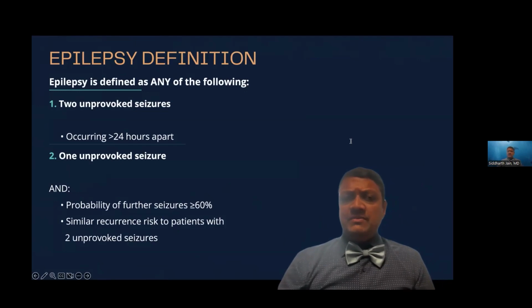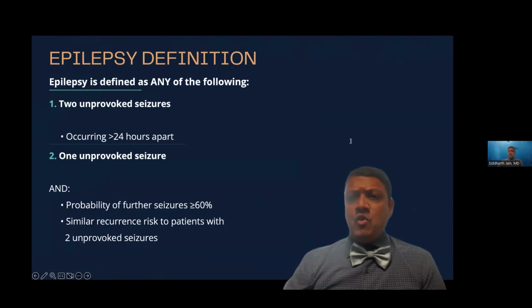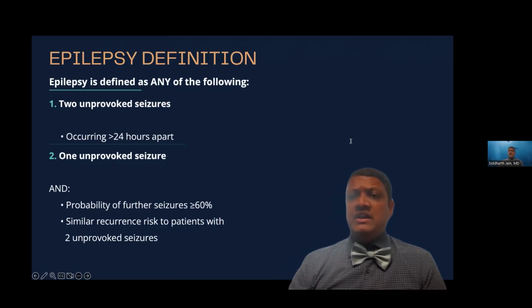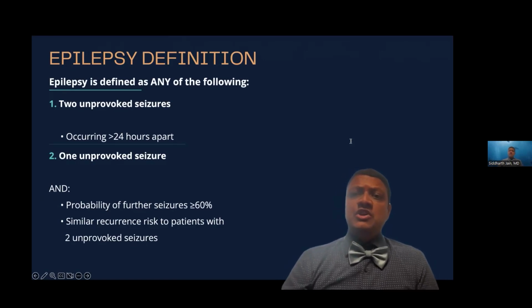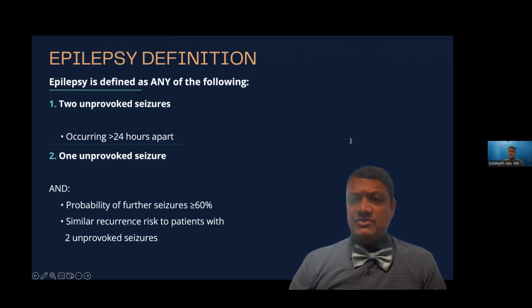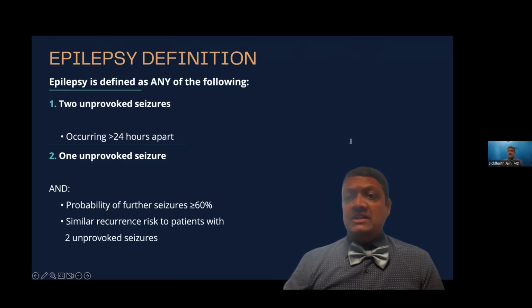But before we go into types of epilepsy, let's review what leads to the definition of epilepsy. Conceptually, epilepsy is defined as a disorder of the brain characterized by an enduring predisposition to generate epileptic seizures. But what does that mean in clinical practice? We're talking about at least two unprovoked seizures, more than 24 hours apart.